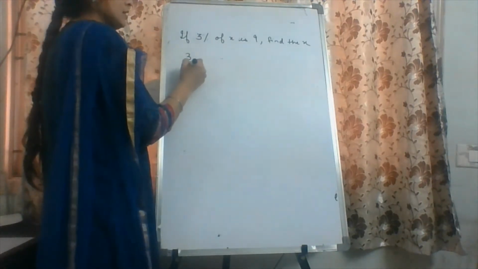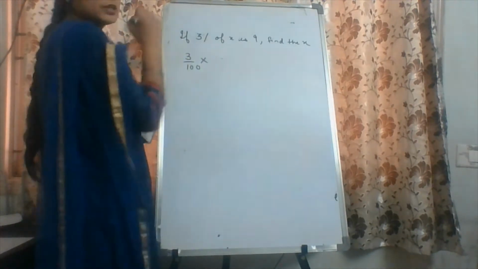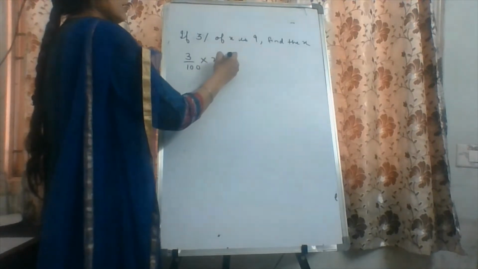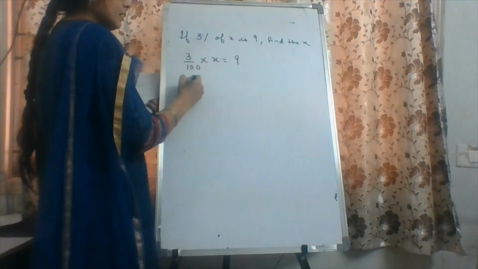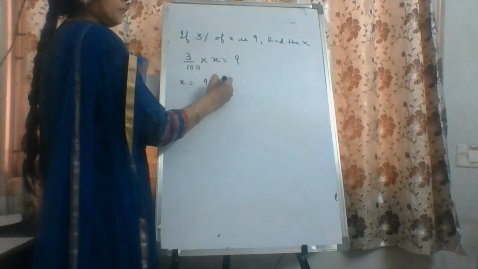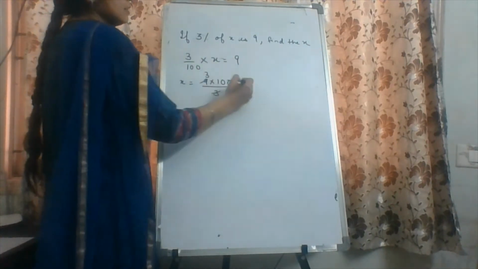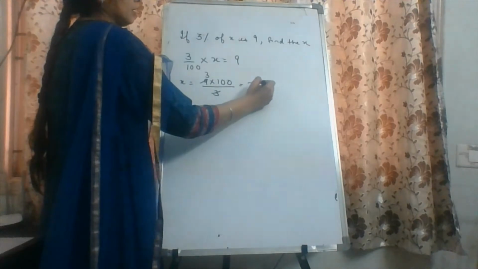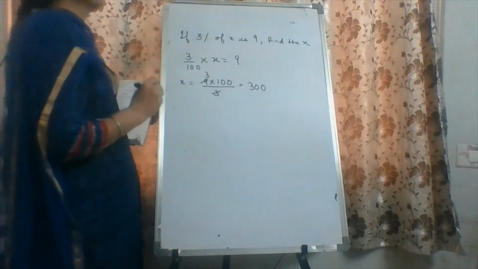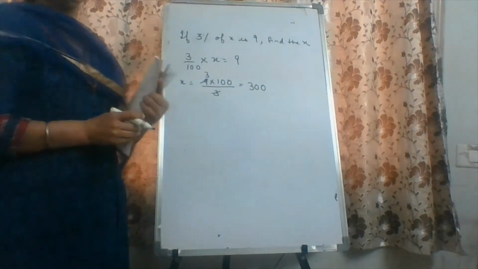3% will be written as 3 upon 100. "Of" changes to multiplication. 3 upon 100 times x is equal to 9. So x is equal to 9 multiplied by 100 upon 3. Cross multiply and solve. You get 300. So 3% of 300 is 9.